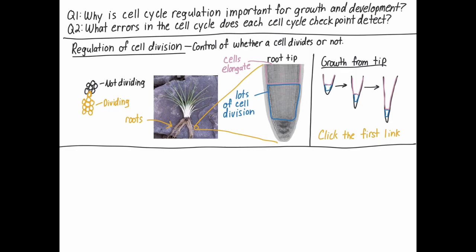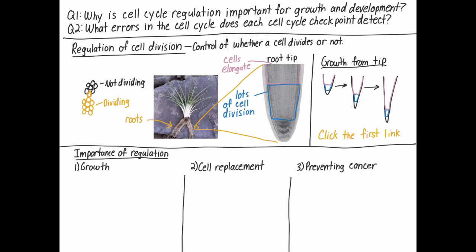So far, we've discussed why regulation is important for growth. Regulation of the cell cycle and cell division is also essential for the replacement of dead cells and for the prevention of uncontrolled cell division or cancer. Let's consider these 3 functions of cell division regulation in the very hand that you're using to operate the computer or device that you're watching this video on.